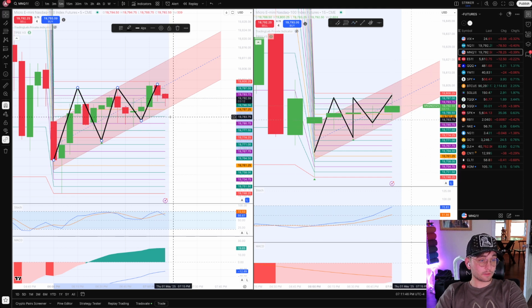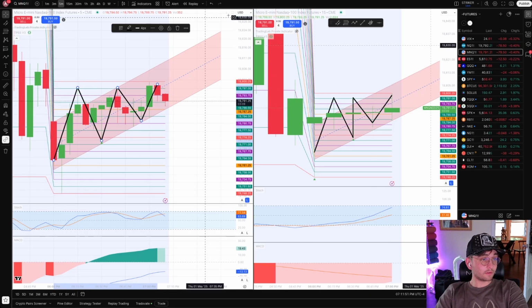God, I hate this magnet tool. Hold on a second. Turn that magnet tool off.